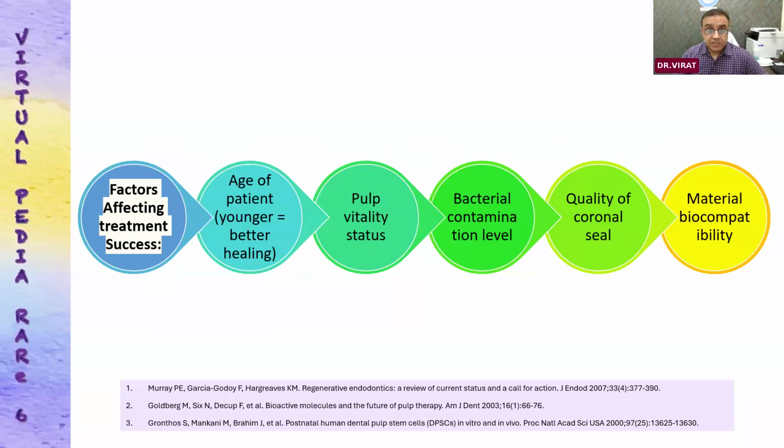The factors affecting the treatment success: the first factor is the age of the patient. The younger the age, the better the healing. The pulp vitality status is the second factor, wherein the preoperative positive response to sensibility testing, minimal bacterial contamination, and a pulp capping and a restorative sealing material of good quality influence the overall treatment success.